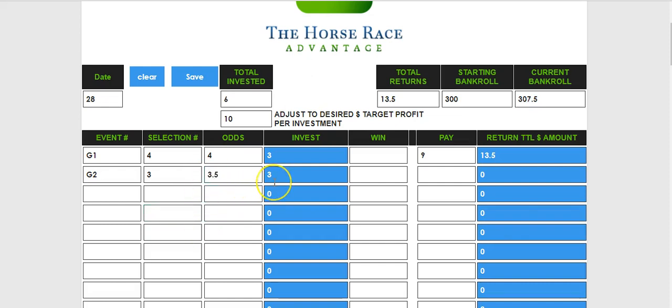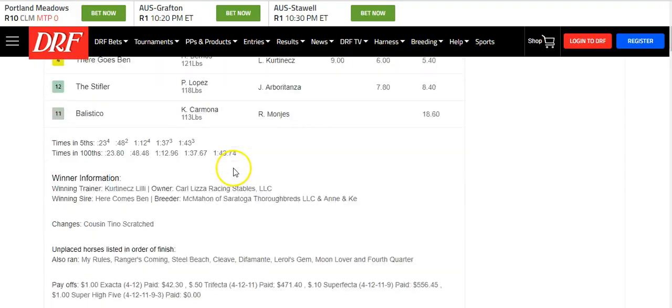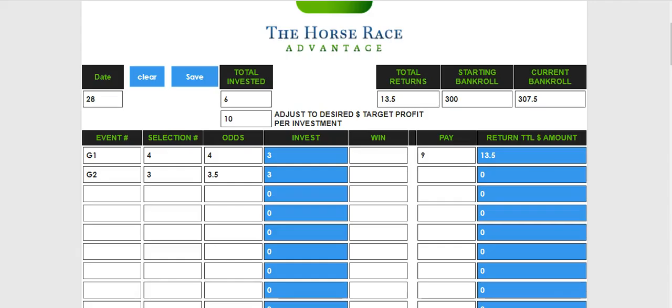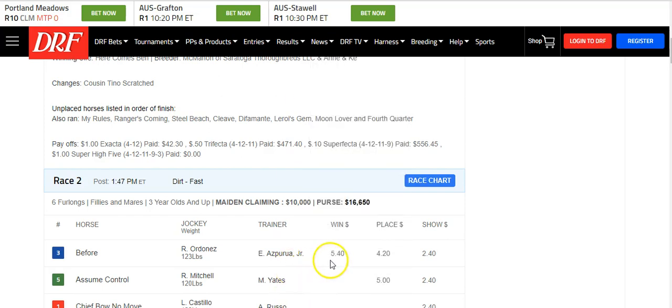It's telling us to bet $3 again. And this is on the number 3 horse in the second race. Let's see what happens. Well, so happens that the number 3 horse won the race. Now, here's the one problem. A 7-2 horse, 3.5, pays $9. This horse did not pay $9. It actually went off less than it should.